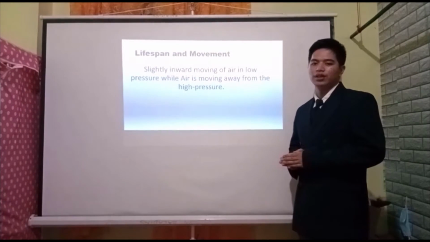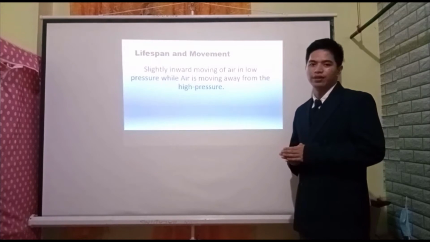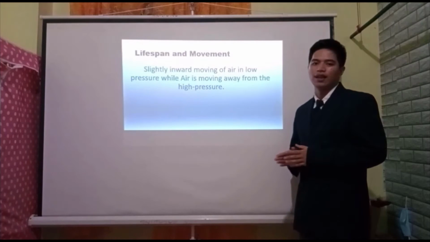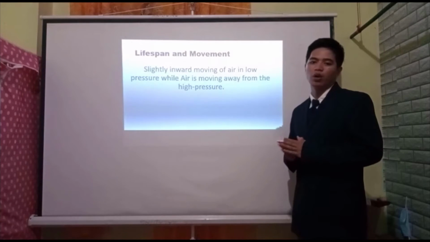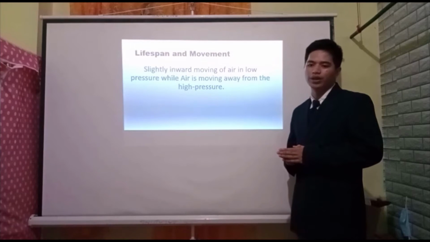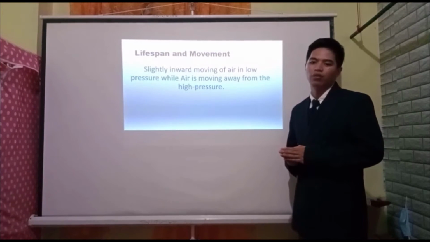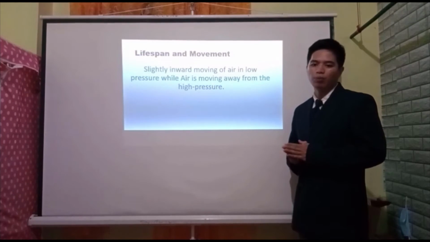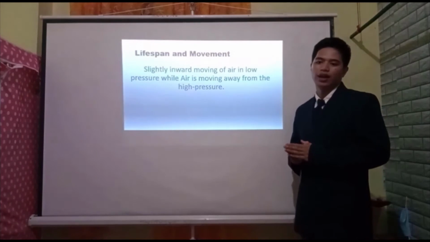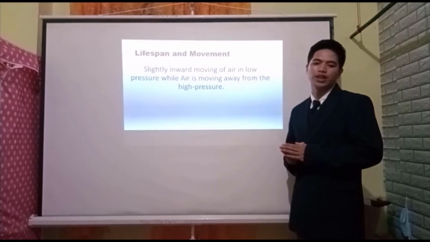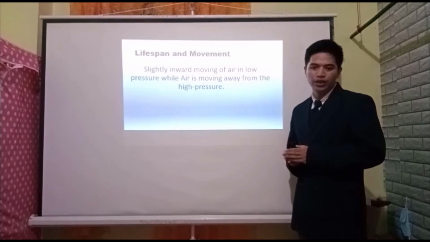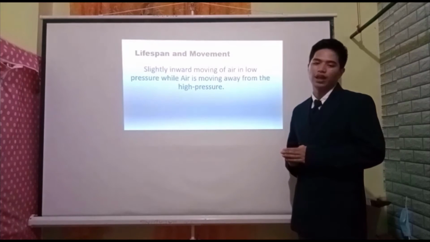The next feature is the lifespan and movement of high pressure systems and low pressure systems. The slightly inward moving air in low pressure causes air to converge, and since it cannot move downward due to the surface, the air moves upward, leading to condensation and precipitation. The opposite occurs with high pressure. The air is moving away from the high pressure center at the surface, or diverging. So as a result, air from above must sink to take its place.